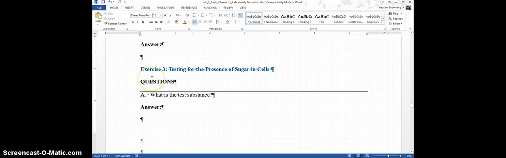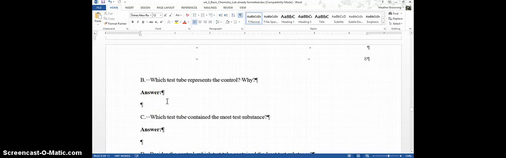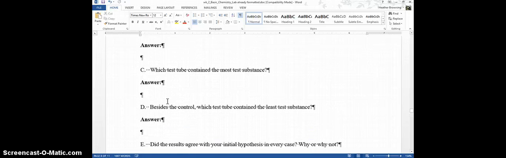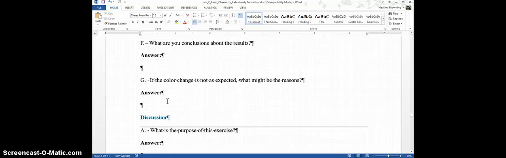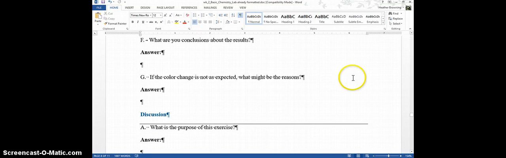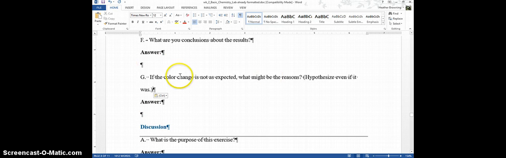Okay, focusing. Then we have testing for the presence of sugar. So we're going to be looking for what in cells? And then which one do we know does not have that? And which one has the most? Which one has the least? Did your results agree? What were your conclusions? If the color change was not as you expected, what reasons?